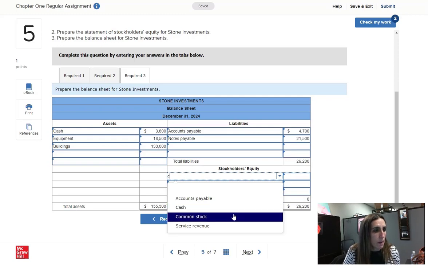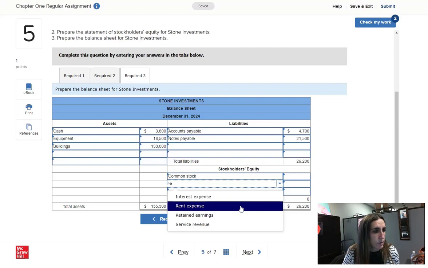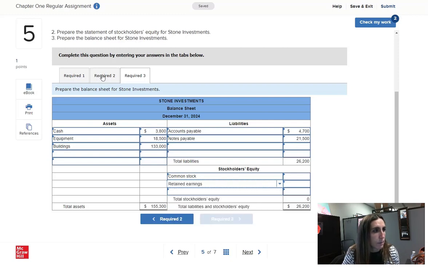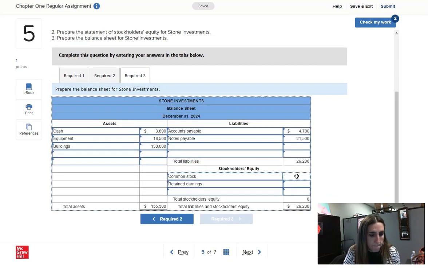So then the fun part where you get to see if it balanced. Your common stock amount comes from the prior financial statement, and retained earnings also. So I'm going to flip back over there. Common stock 111, retained earnings 18.1. Type those in. See if we're balanced.